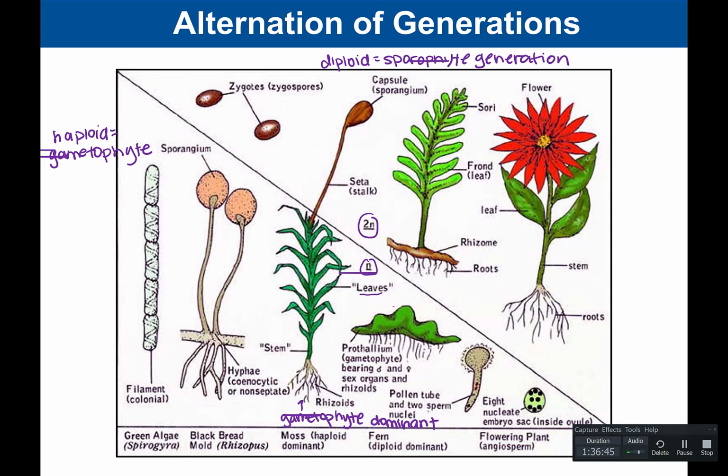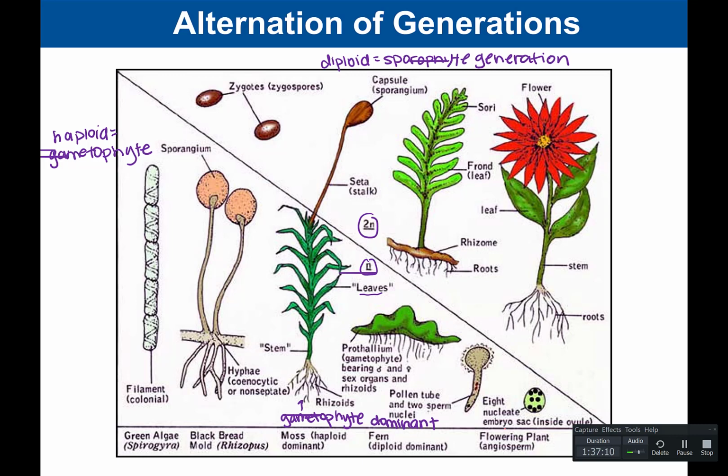So the flowers, the leaves, etc. There are very few parts of the plants that are gametophyte. And so a difference between mosses and flowering plants or angiosperms would be that the mosses are gametophyte dominant. The leaves are gametophyte, they're haploid.